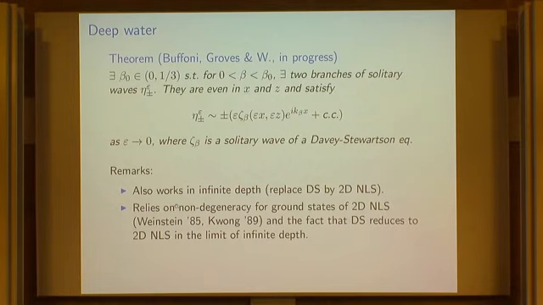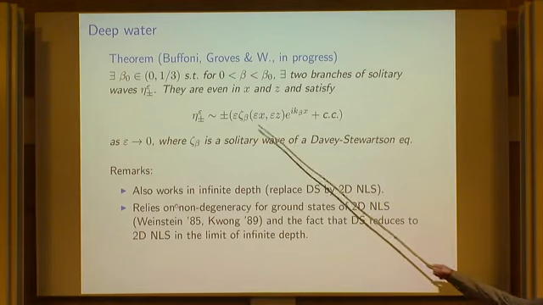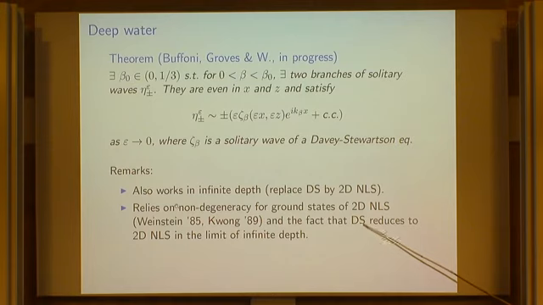Then, if you linearize, you will find some elements of the kernel, so you cannot apply the implicit function theorem directly, but what you find in the kernel comes from the obvious translation symmetries of the problem. So if you restrict to functions which are symmetric in the x and z direction, then you will eliminate them. This is for the NLS equation, and you can also get results for small beta because the Davey-Stewartson equation reduces to NLS in the limit of infinite depth.